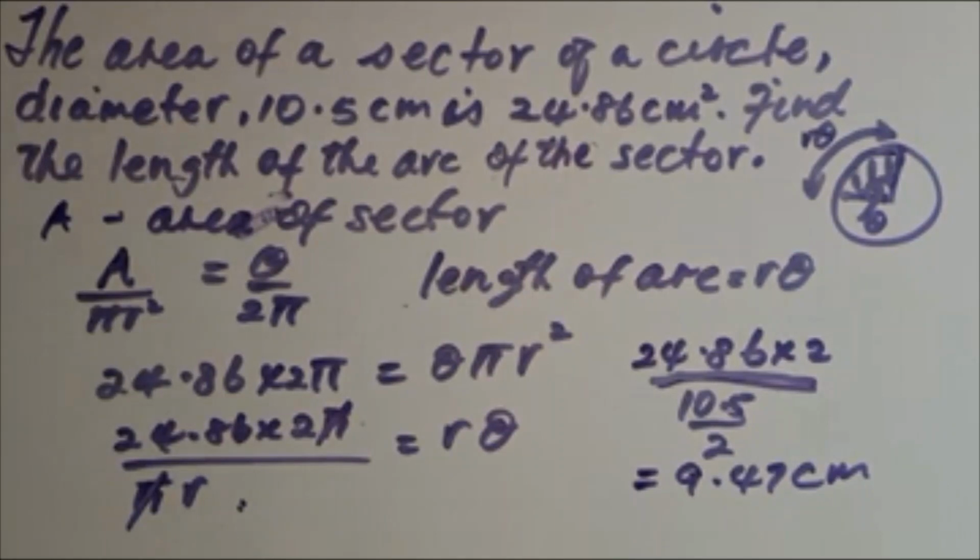So most of this was focused on the two formulas, the two ratios of area of sector to the area of the circle, and theta with respect to 2 pi.